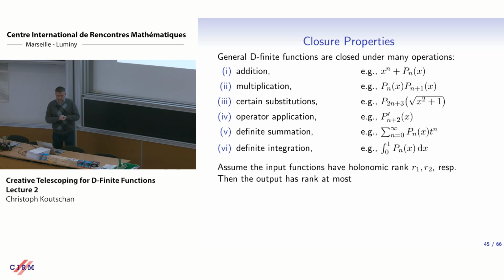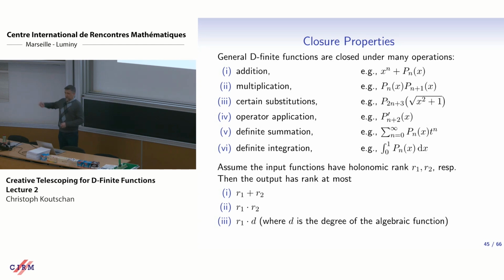Quick remark about the holonomic rank. This is the straightforward generalization of what we have seen in the univariate case. If we take the sum of 2 functions, then the holonomic rank of the output is at most the sum of the 2 ranks of the input functions. It's at most the product when we take the product of 2 functions. When we do an algebraic substitution, it's at most the original rank times the degree of the algebraic function. And if we do number 4, this operator application, the rank doesn't change. This is a nice thing. The rank stays the same, or it could even drop, but it doesn't grow.